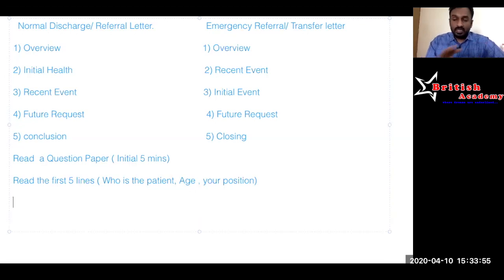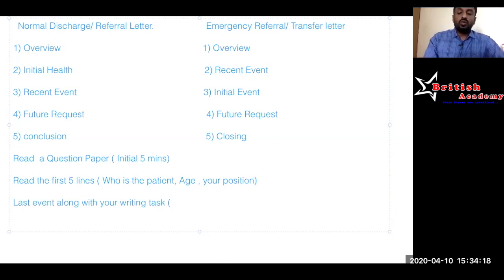Then don't read the rest of the letter. Directly go to the last event or the last page, the last page of your question paper. Read the last 7 lines or 5 lines, or the last event, which is given to you along with your writing task. The writing task is your question. So read the writing task and read the last 5 or 7 lines of the question paper.